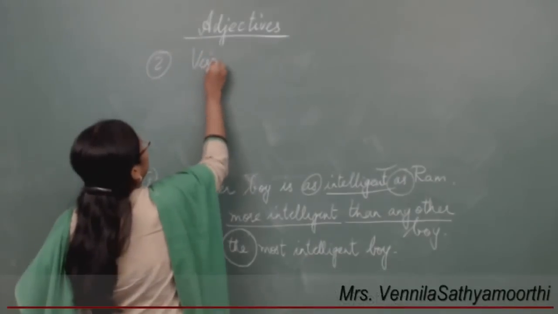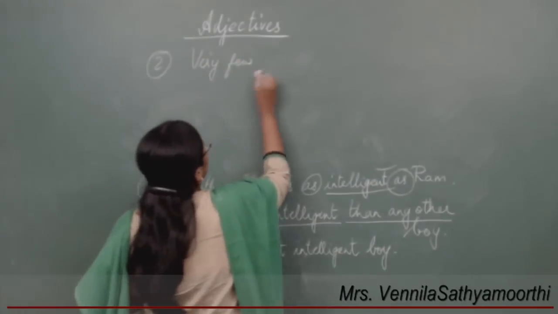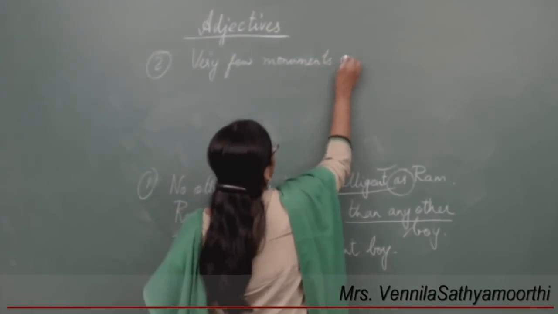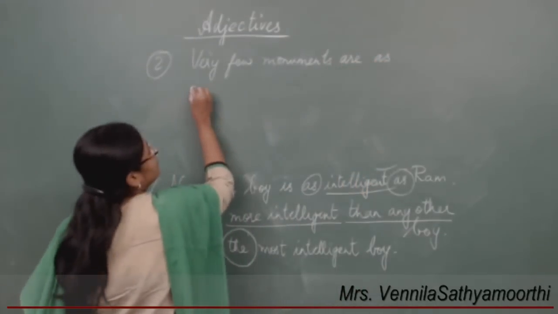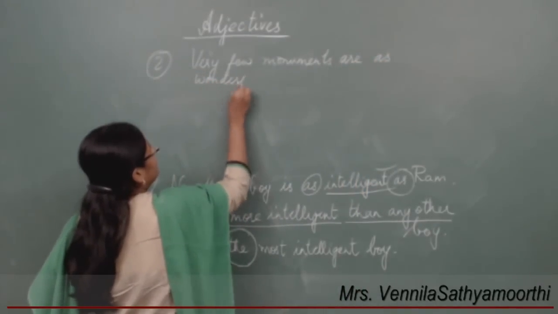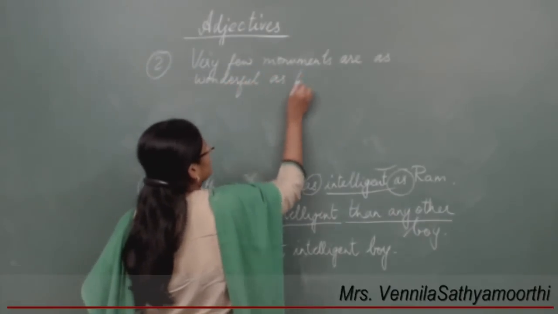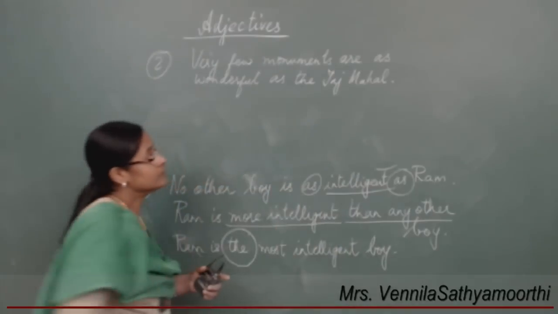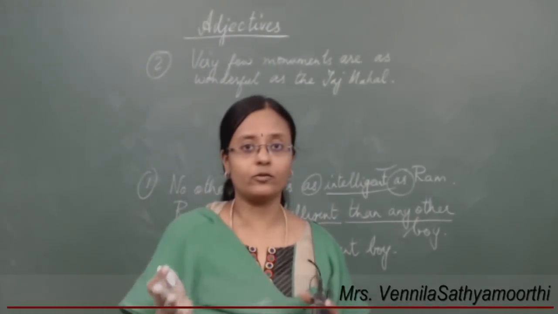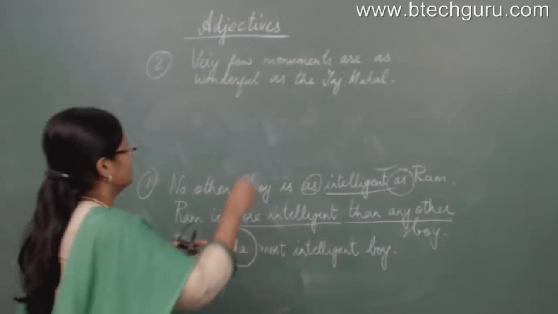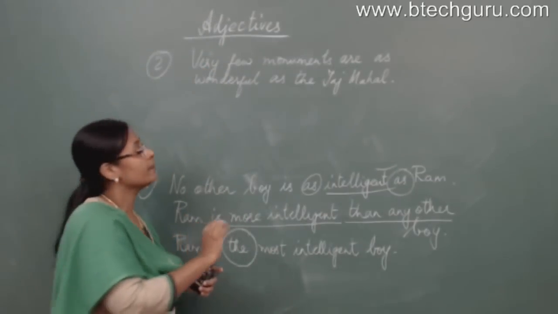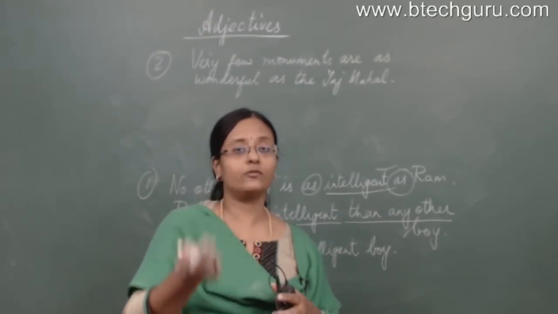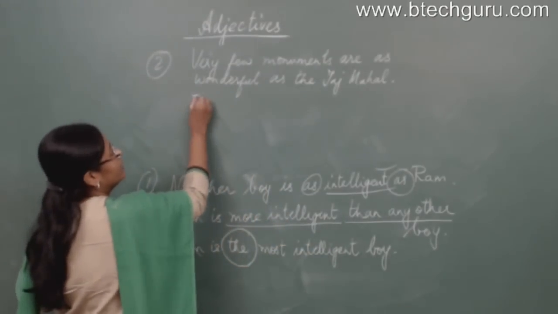We have very few monuments as wonderful as the Taj Mahal. So this is the positive degree, where we don't say that Taj Mahal is the most wonderful. Here it is one of the most wonderful. So there, this is the way it has to be written, the positive degree, which means there are some more monuments which are as beautiful, as wonderful as the Taj Mahal. This is the positive degree.